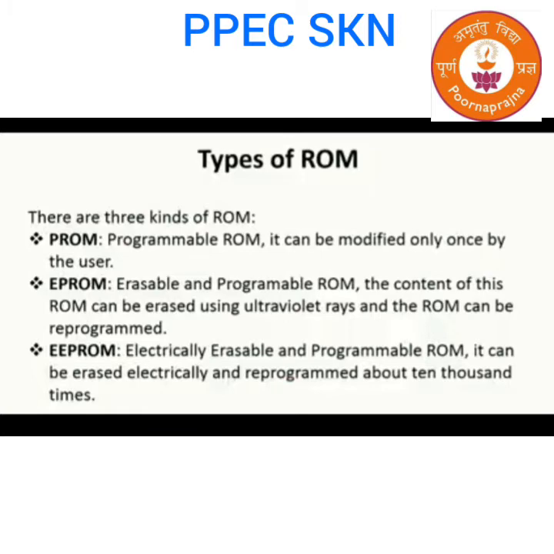Next is electrically erasable programmable read-only memory. So in EPROM we erase the content using ultraviolet rays. Here in EEPROM we can erase the content using electricity. That's why it's known as electrically erasable programmable read-only memory. It can be erased electrically and reprogrammed about 10,000 times.